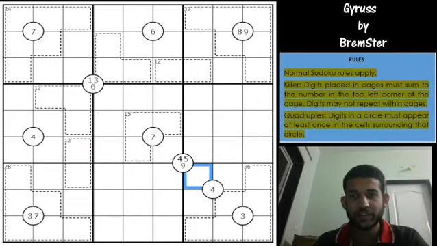Seems to be a really interesting combination here. So let us see how the solve is. I'm going to start it now.